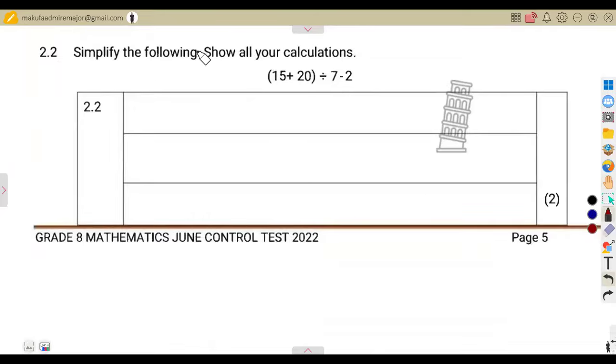Simplify the following, show all calculations. All right. So on this one, remember your BODMAS concept. Brackets off. There are brackets here, so you must first simplify the brackets. 15 plus 20, if you add 15 plus 20 on your calculator, that is 35. Divided by 7 minus 2. So we have removed the brackets. We added what is inside of the brackets.